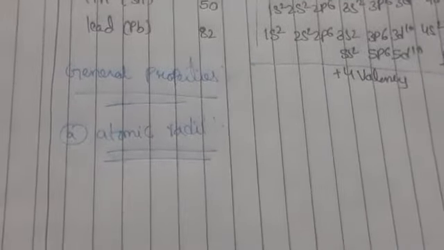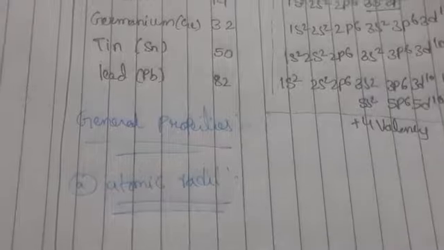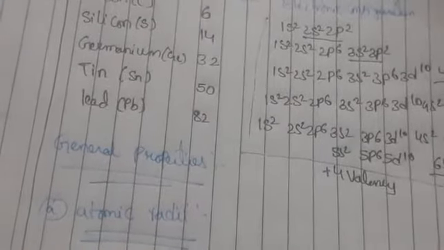What is atomic radii? The distance between the nucleus and the outermost electron. We call it half of the distance between the nuclei, the atomic radii. Then will it increase or decrease? Atomic radii increases from top to bottom in a group.